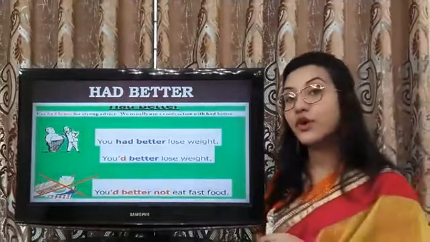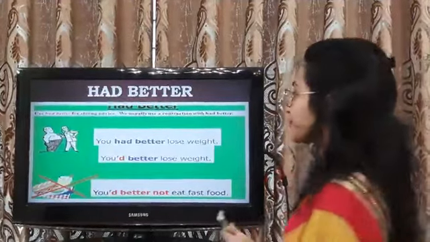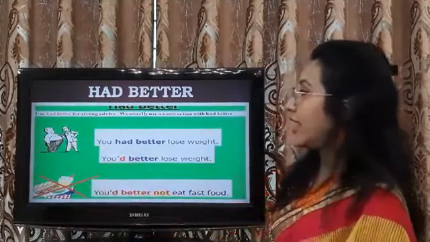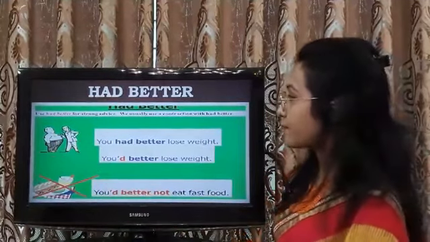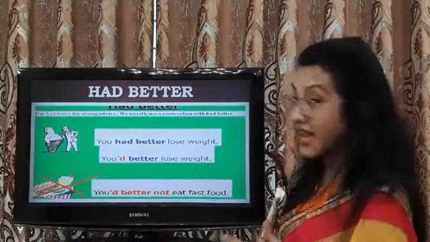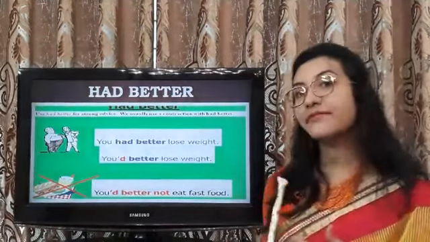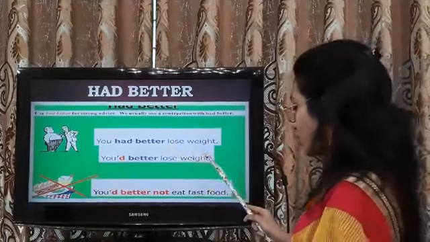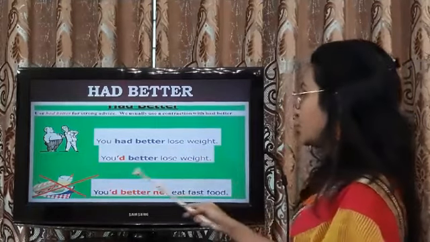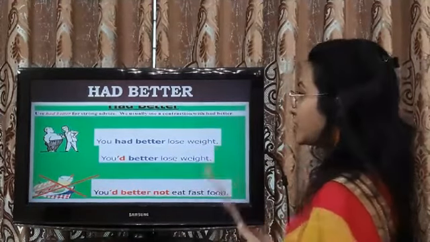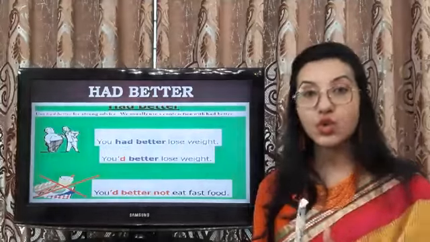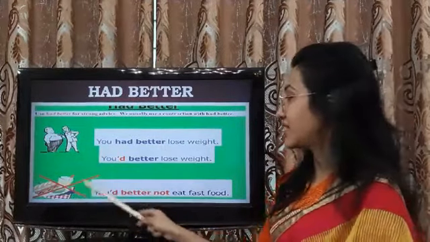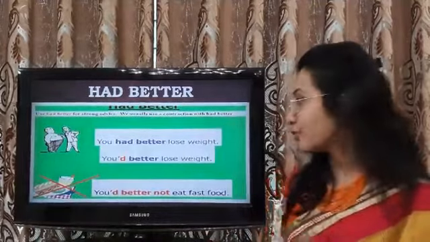Now this is the third one, had better. So as you can see, there is a doctor and he is examining a patient. So what is the advice that he's giving? You had better lose weight. You'd better lose weight. আপনার কি করা উচিত? ওজন কমানো উচিত.